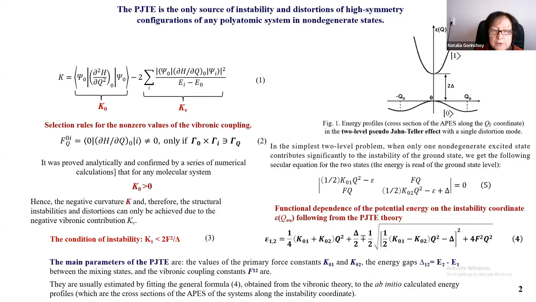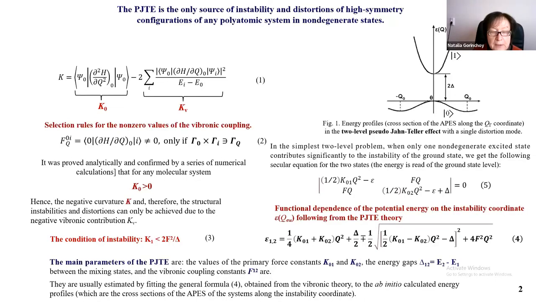In the second order perturbation theory, with respect to small nuclear displacements, the expression for the curvature of the potential of any molecular system in its reference electronic state psi zero can be written as a sum of two terms, equation one. The first term, K zero, is a so-called primary force constant.